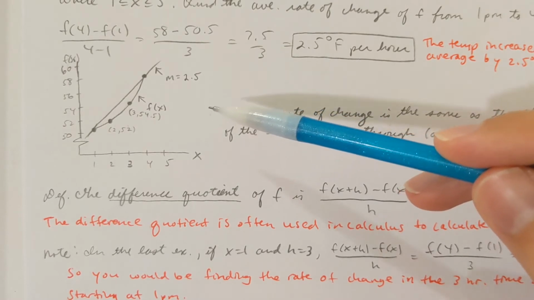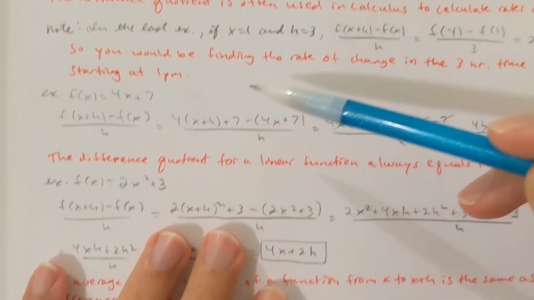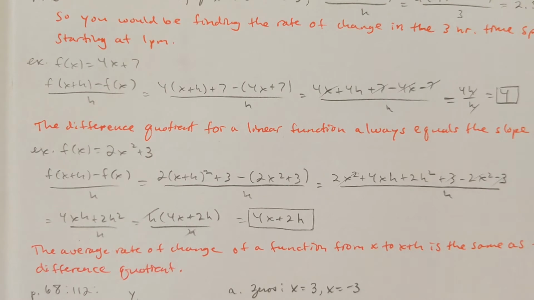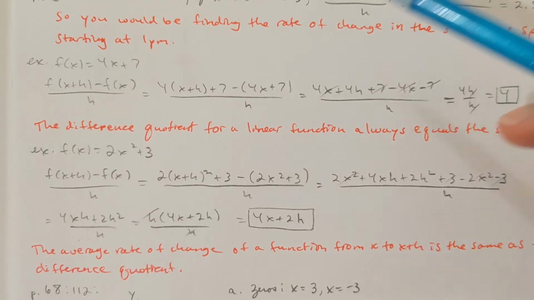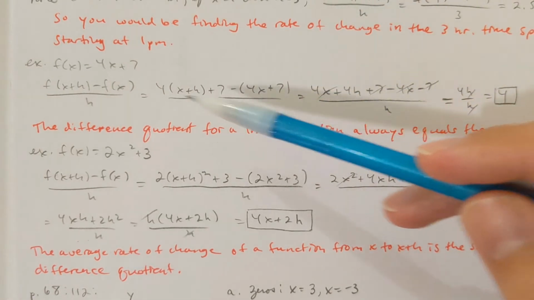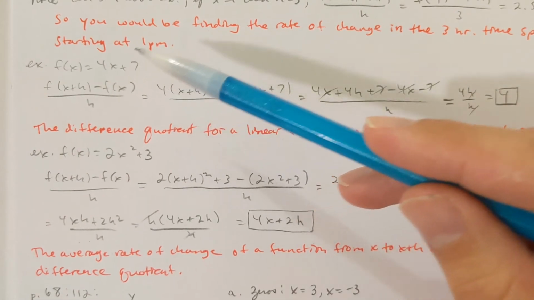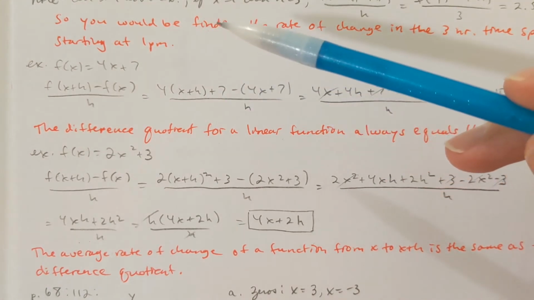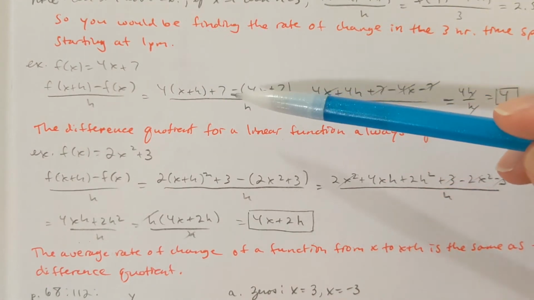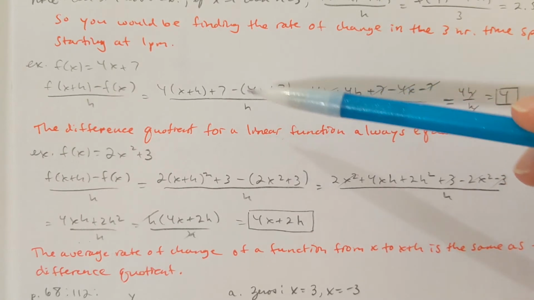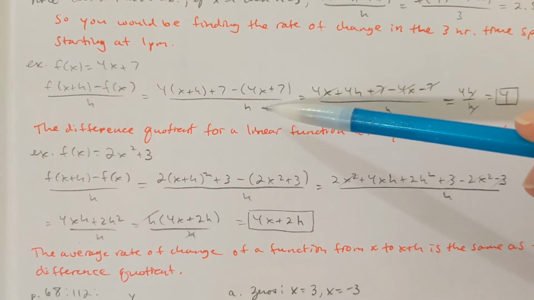Okay, so for example, if we had a line, f of x equals 4x plus 7. F of x plus h minus f of x all over h. Well, f of x plus h means I'd plug in x plus h in for x. Okay, so I've done that. And then I subtract f of x, and this is all over h.